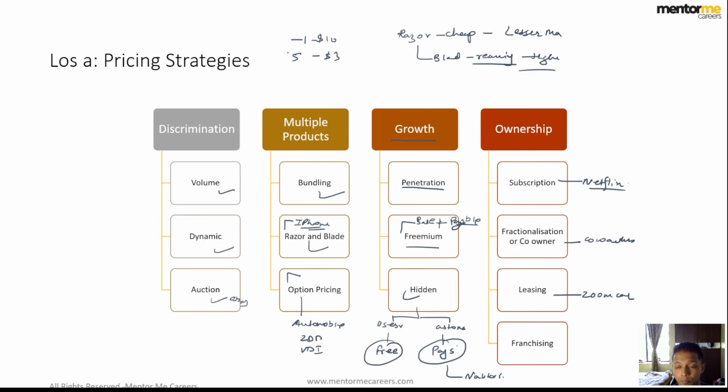Also, a big example in leasing would be planes and aircraft. For a lot of aviation companies, everything is leased, nothing is bought. And finally, in terms of ownership, although I don't really agree with it as a pricing strategy, there is franchising, because franchising is more of a business structure, a channel strategy, rather than a pricing strategy. But nevertheless, I'll just explain what franchising is.